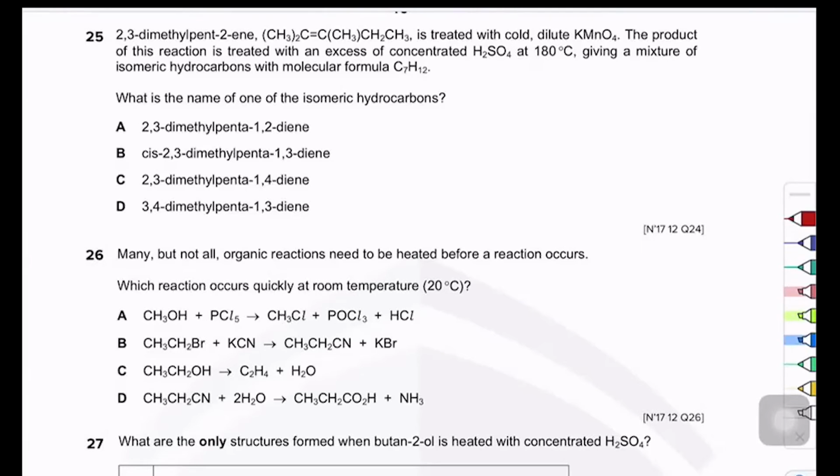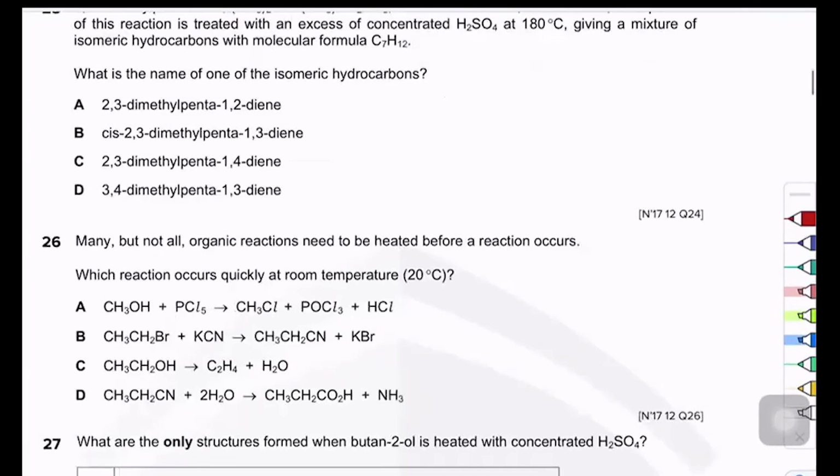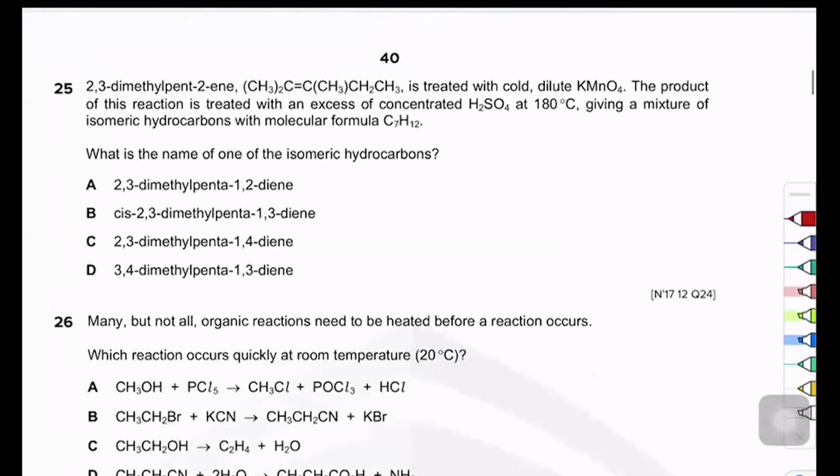So it's easy. First of all, break the double bond. What do you have? You have C double bond this, okay? On one side I have a methyl, CH3. On the other side I have CH2, CH3.